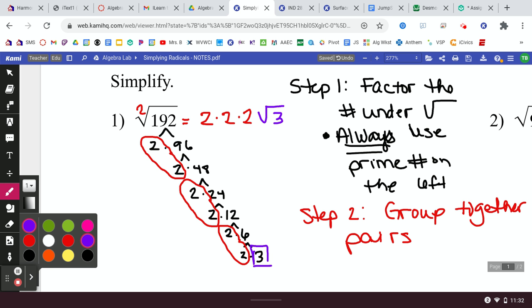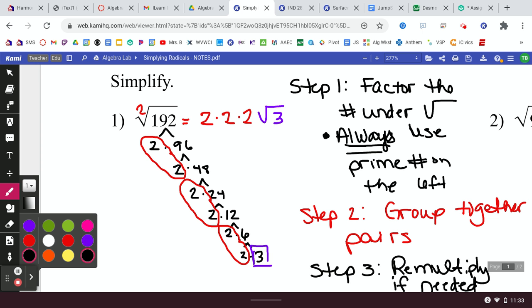Now, because I divided all of these down to their bare primes, the very last step, step 3, is to remultiply, if needed. So what does that mean? Well, I brought out 3 different 2's. So 2 times 2 times 2 is 8, radical 3. That is your simplest answer of what the square root of 192 equals simplified.